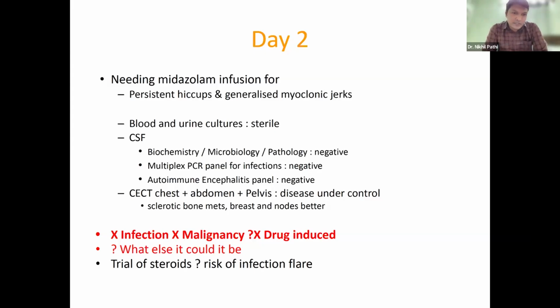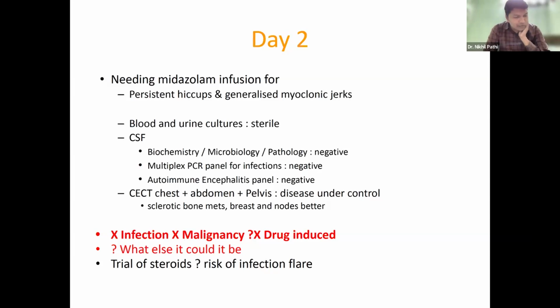CSF, both for infective, that is, gram stain, culture, AFB, fungal stains were all negative. It was also acellular, there were no malignant cells seen. And even on the biochemistry, there was nothing abnormal. We also sent the CSF for infective panel, which is a multiplex PCR panel, that was also negative. And we also evaluated CSF for some autoimmune encephalitis panel, that was also, however, negative. So despite all these investigations, nothing was leading us anywhere.